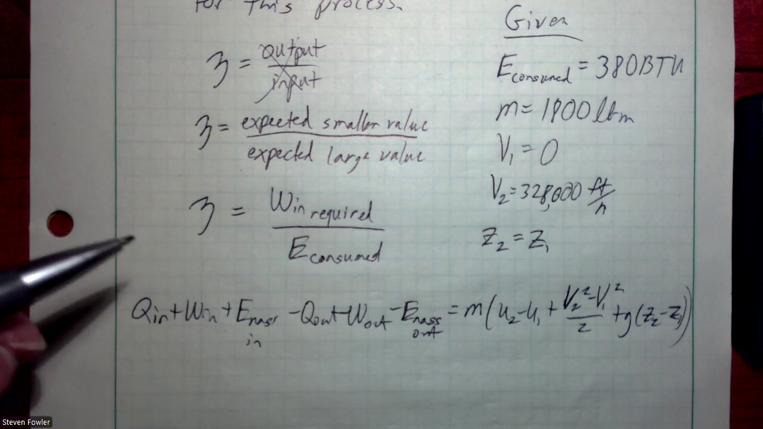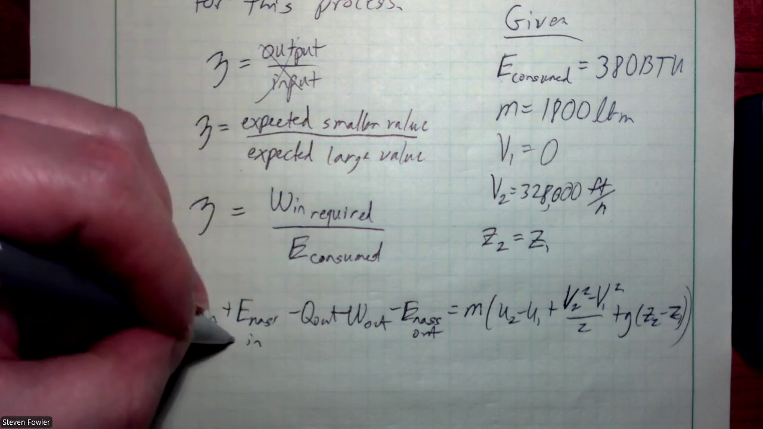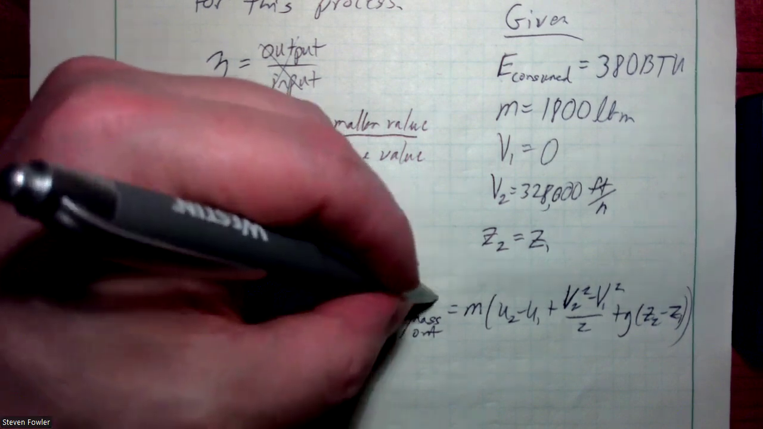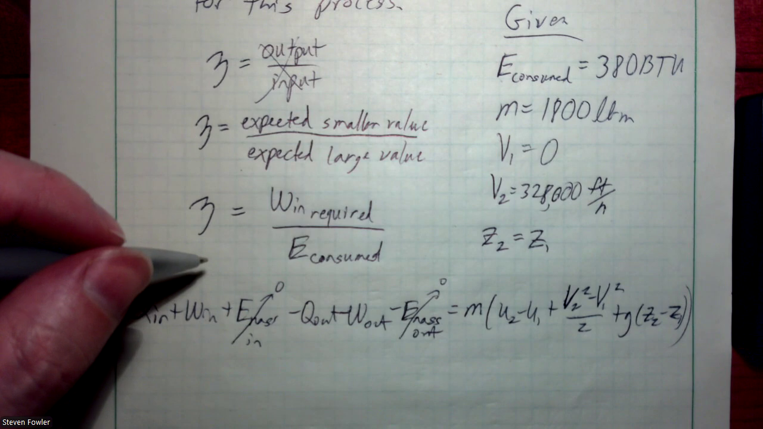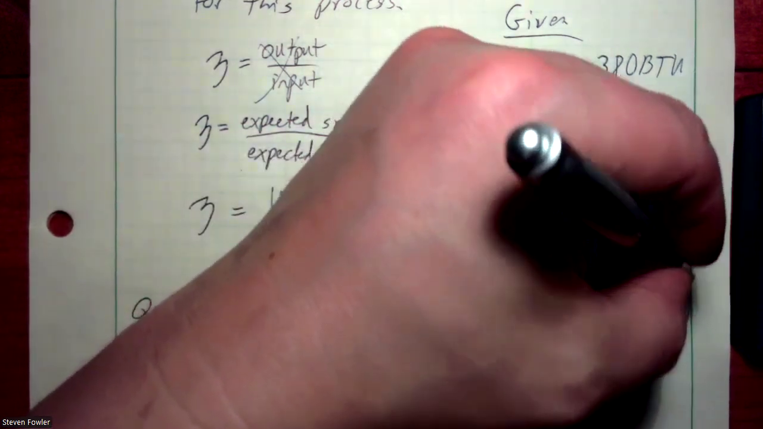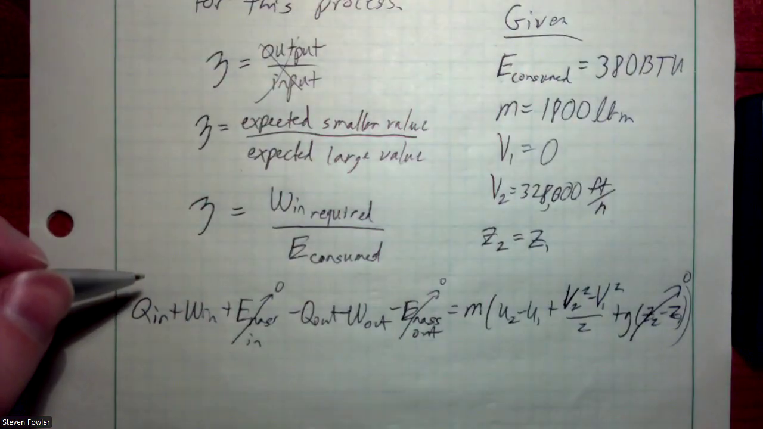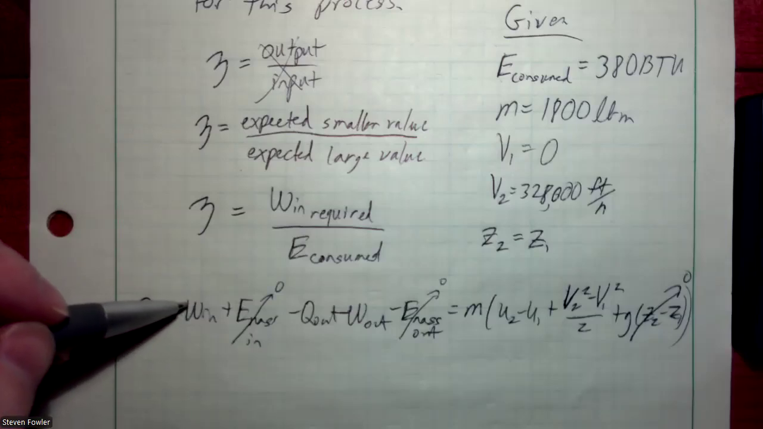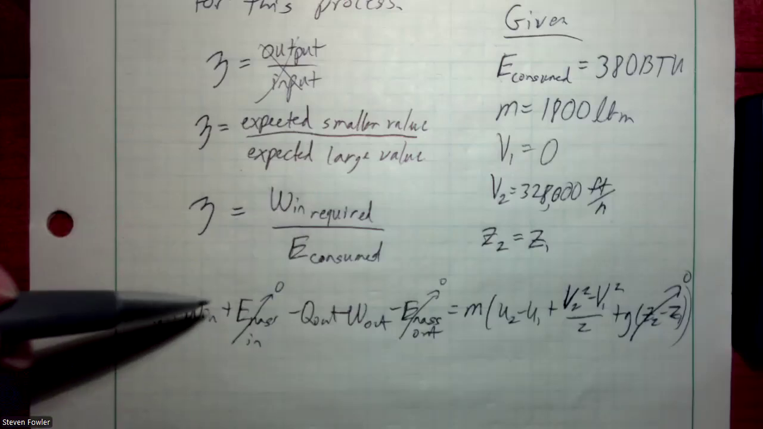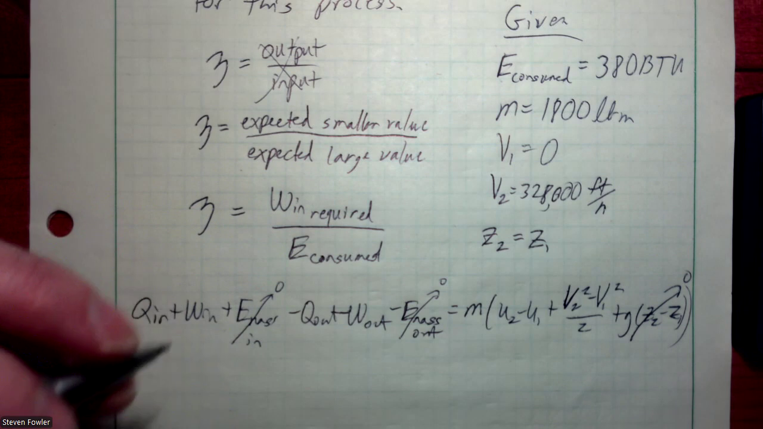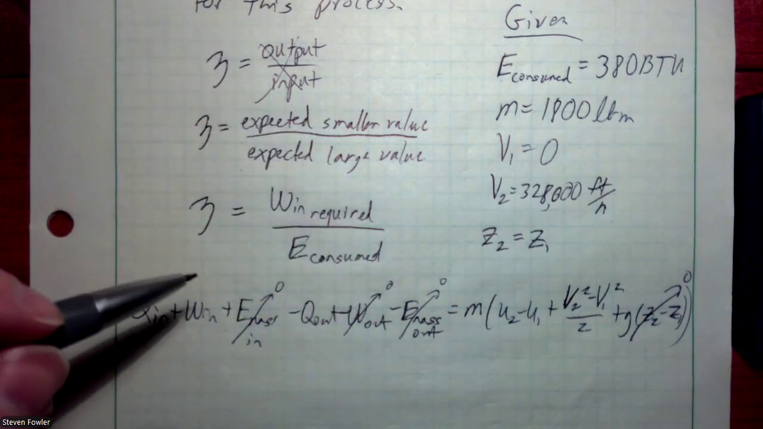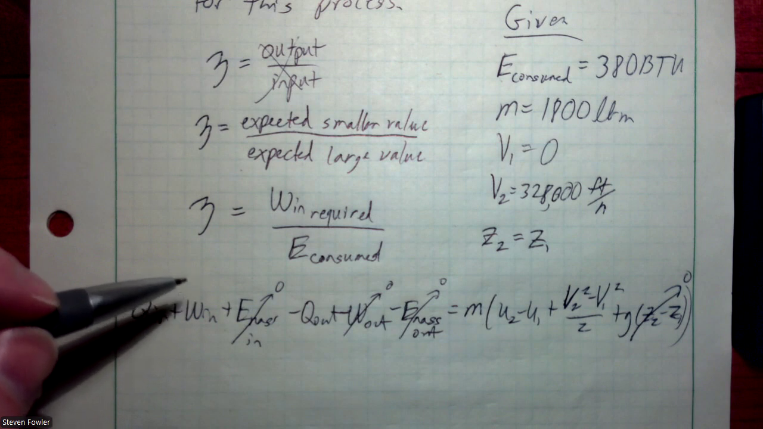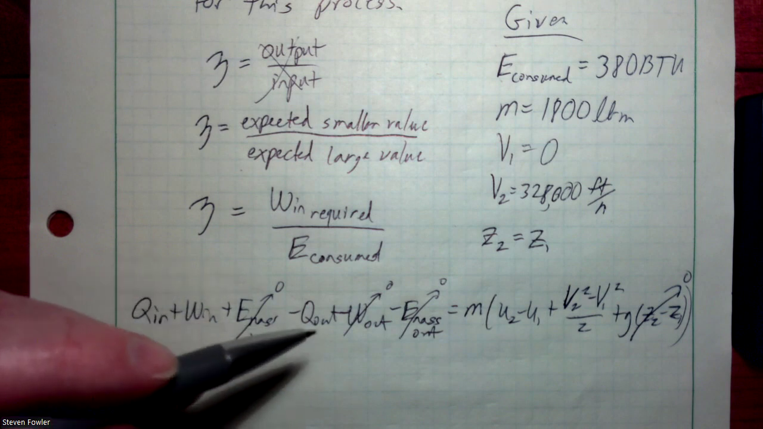Let's assume that it's a really well-sealed car and there's no mass crossing the boundary. We know it's a level road, so this is going away. If I'm looking for the work in, which is really what I'm looking for here, I'm going to assume that there's really no work out because there's not really anything doing work out. And then we don't know anything about heat transfer.